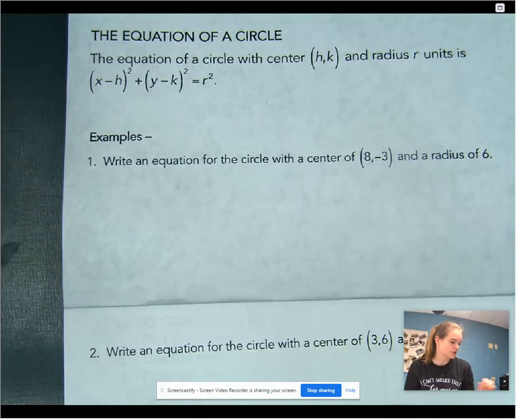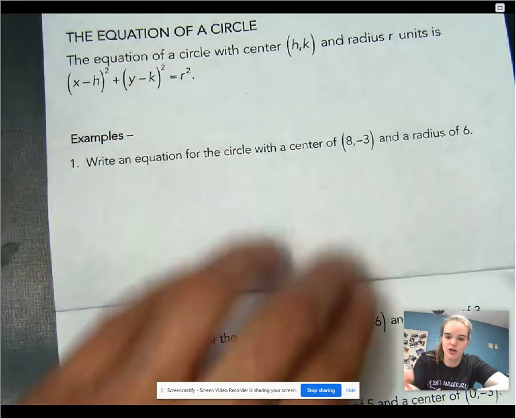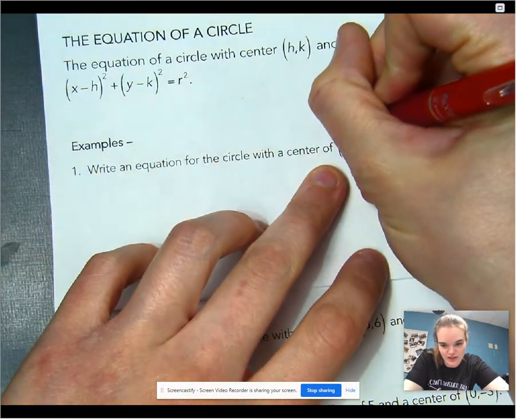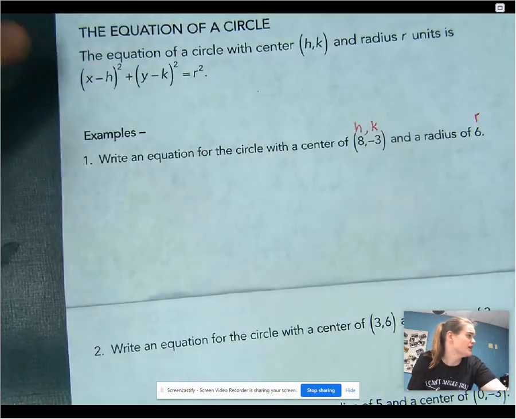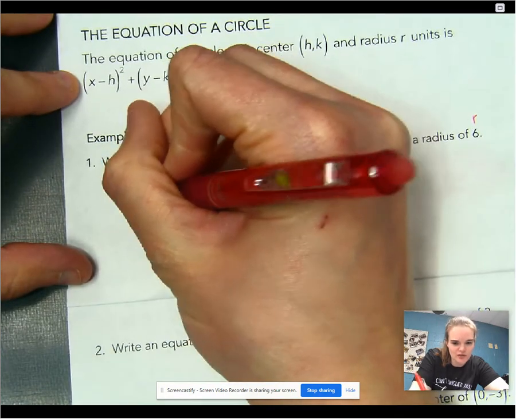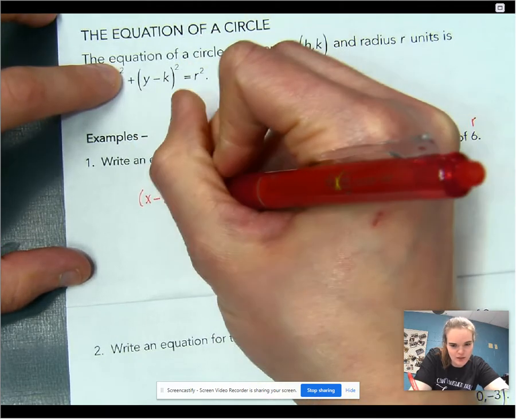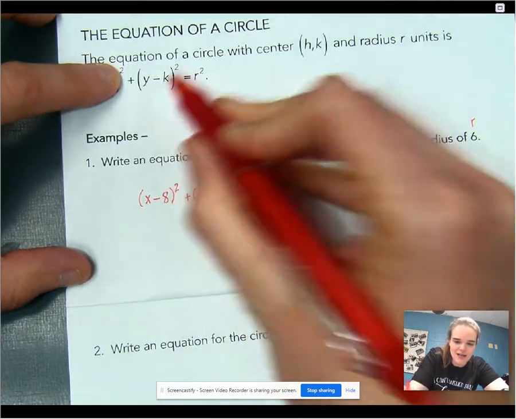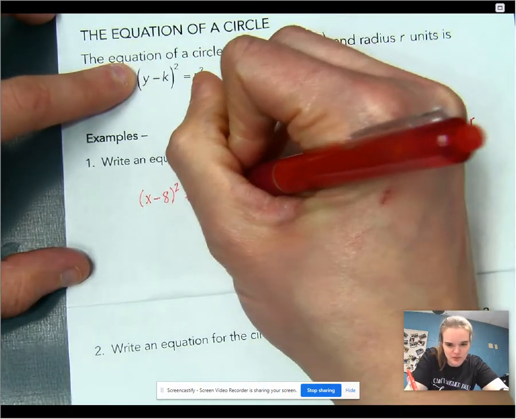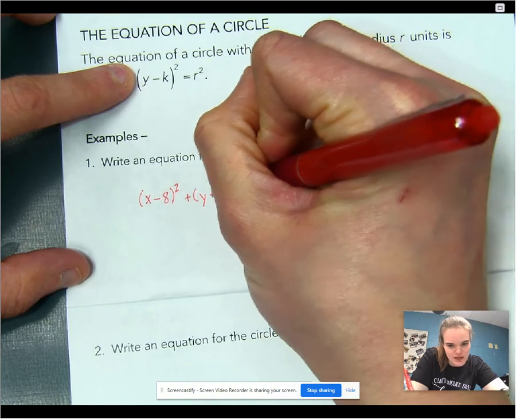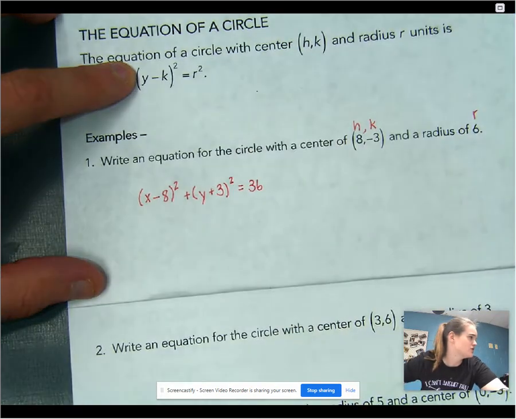For the first four examples, we're literally just going to plug in what we have. So in number one, it says write an equation for the circle with a center of 8 comma negative 3. So that's h comma k, and a radius of 6, so r. So I'm going to plug it in this formula. So the formula is x minus h, which is 8, squared, plus y minus k. Well, k is negative in this situation. So minus negative 3 is plus 3 squared equals r squared. R is 6. 6 squared is 36. There's the equation of my circle.